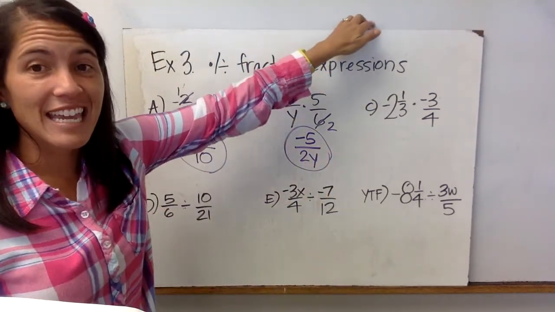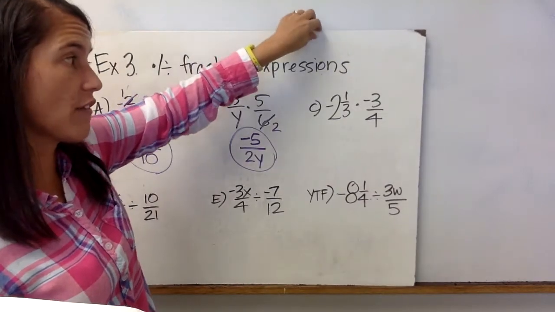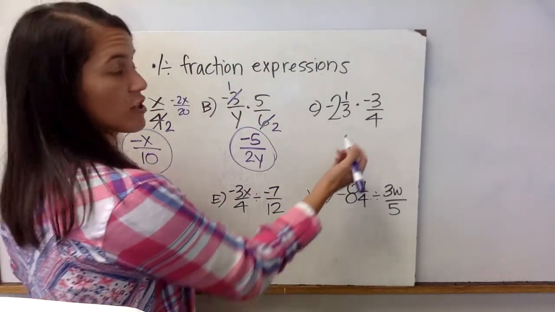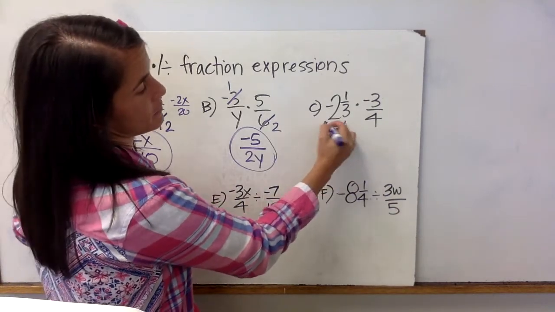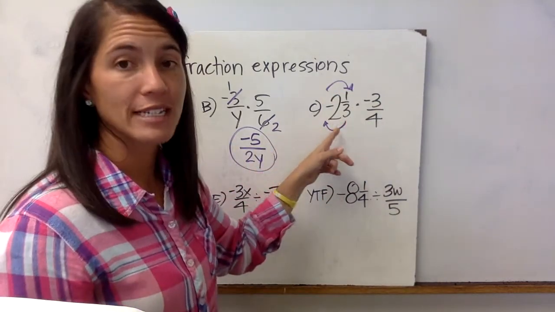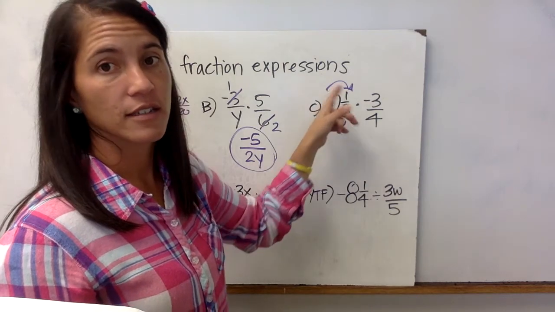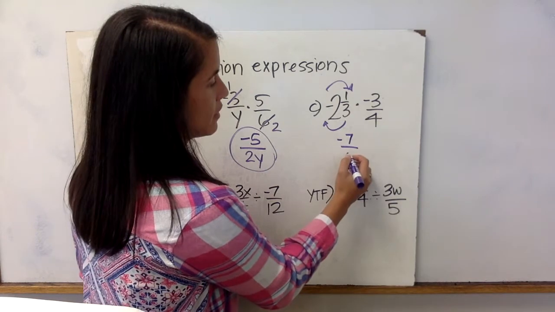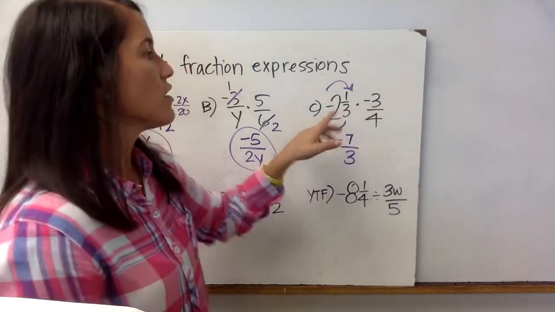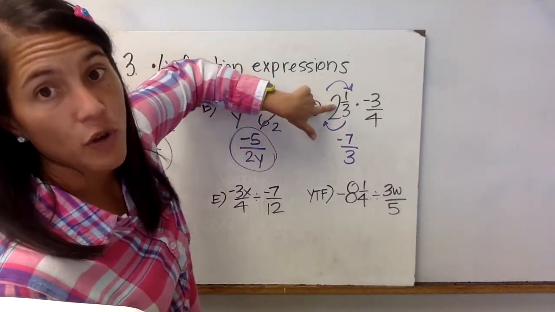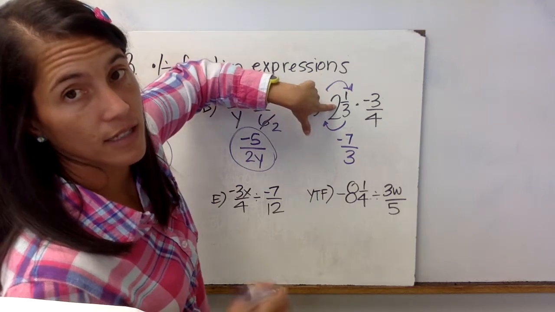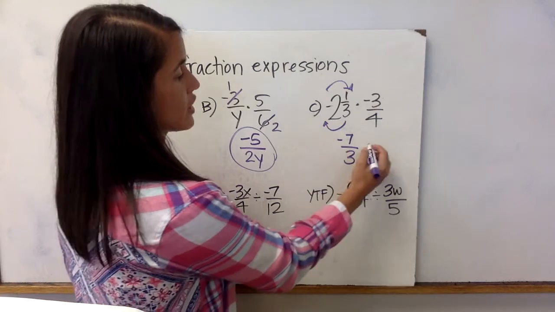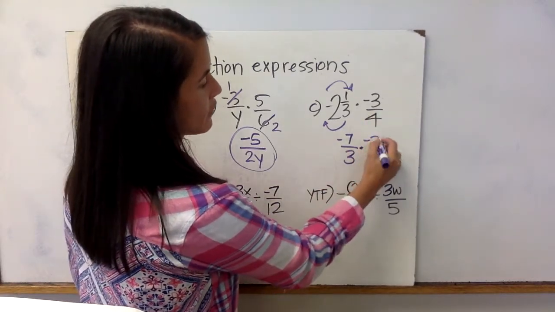All right, now C has this mixed number. So if you ever have a mixed number, you need to change it to an improper fraction. 3 times negative 2 is negative 6. Negative 6 plus 1 is going to be negative 7 over 3. So ignore the negative for a minute. 3 times 2 is 6. 6 plus 1 is 7. But then you bring the negative down, and the whole thing is negative 7 over 3 times negative 3/4.